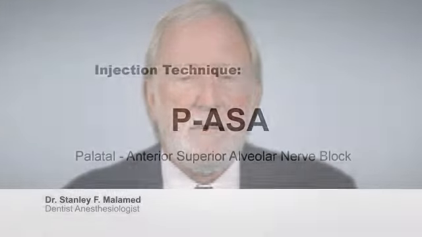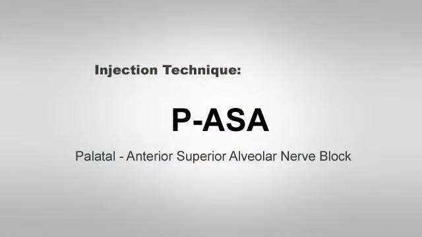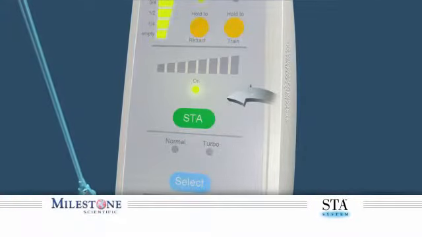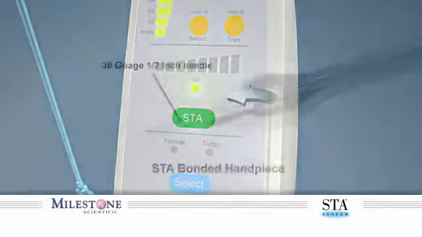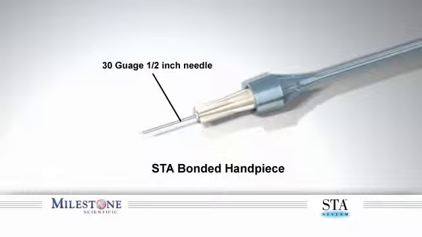Let's discuss how to begin. Injection technique: PASA, or palatal approach, anterior superior alveolar nerve block. Before you begin, verify the STA system is set to the STA mode. It is recommended that you use the 30-gauge half-inch bonded STA1 handpiece for this injection.